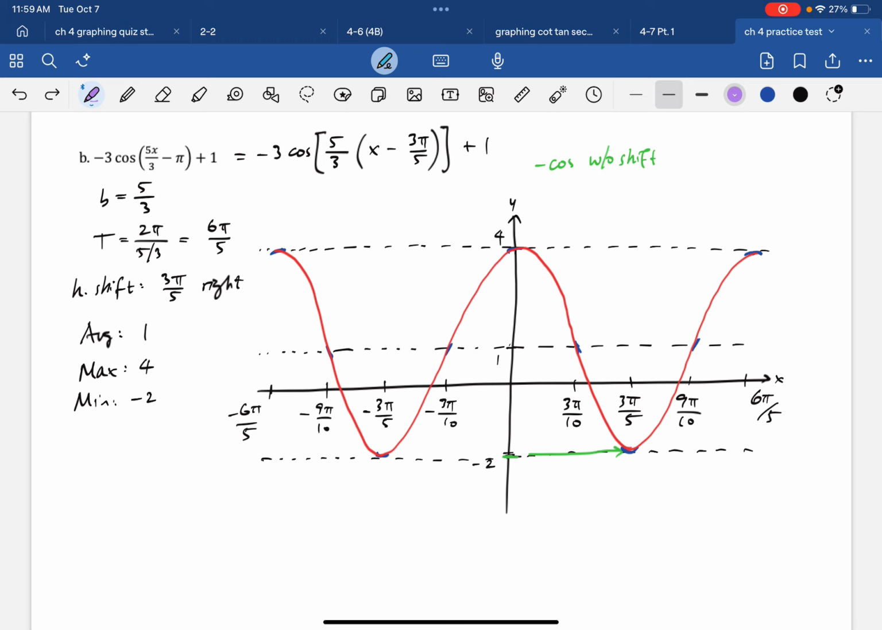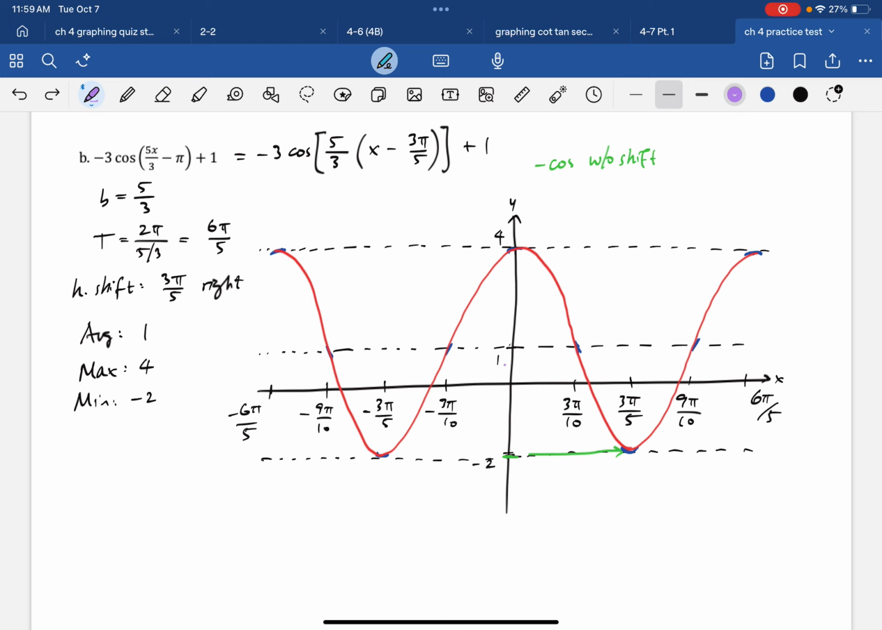Especially important is where it's intersecting the y-axis. If, for example, it did not have a peak at the y-axis, or perhaps it intersected the y-axis at the average line instead, then it would be quite wrong. And then finally, I'm looking for correct values for this maximum, average, and minimum line.